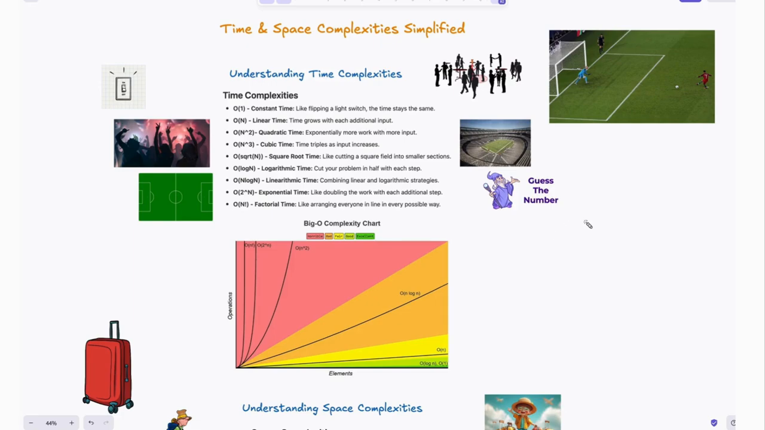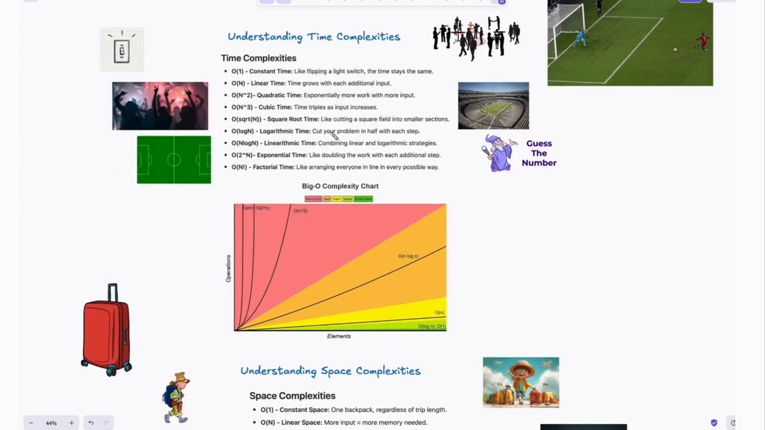That's why it's O of log n, right? So n by 2, n by 2, n by 2, and it gets reduced each time. That is logarithmic time complexity. The classic example, which we discussed, is binary search.